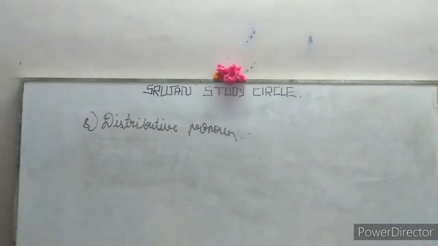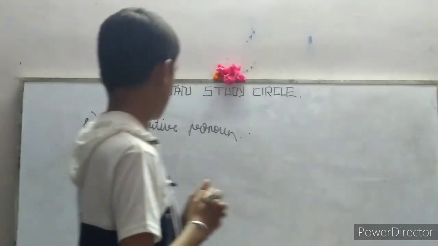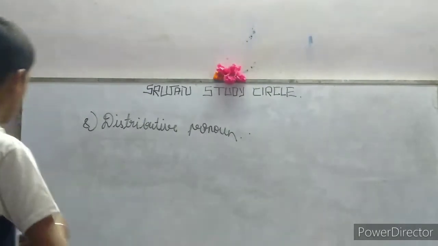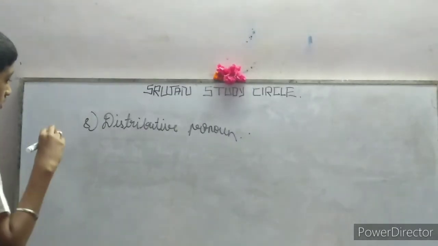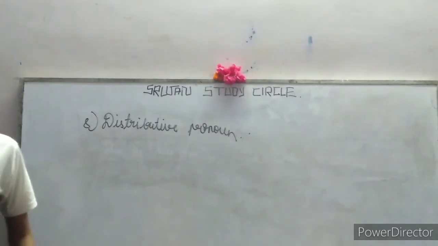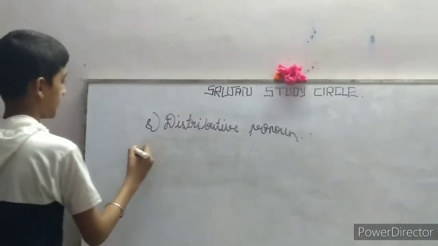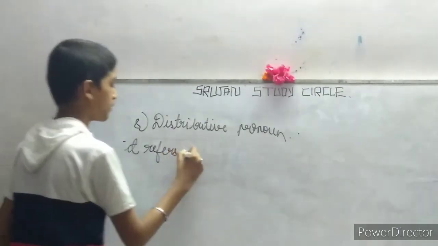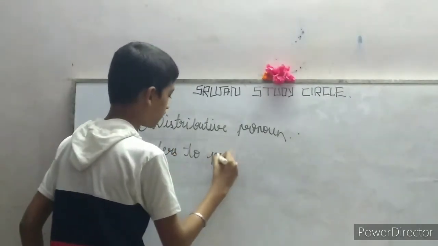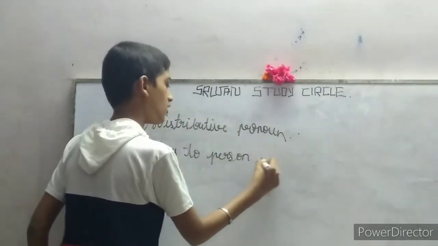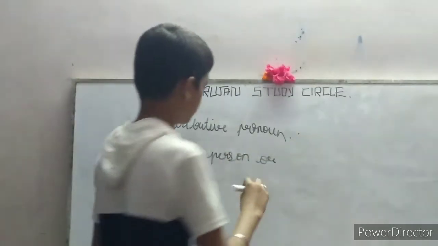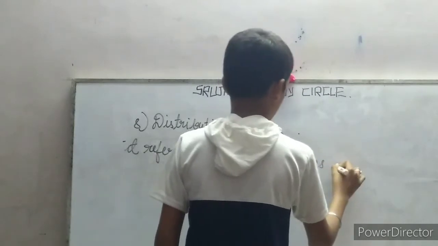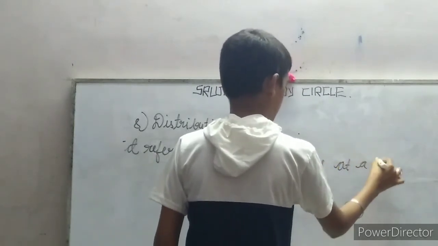Now, what is a distributive pronoun? A distributive pronoun refers to a person or thing at a time.